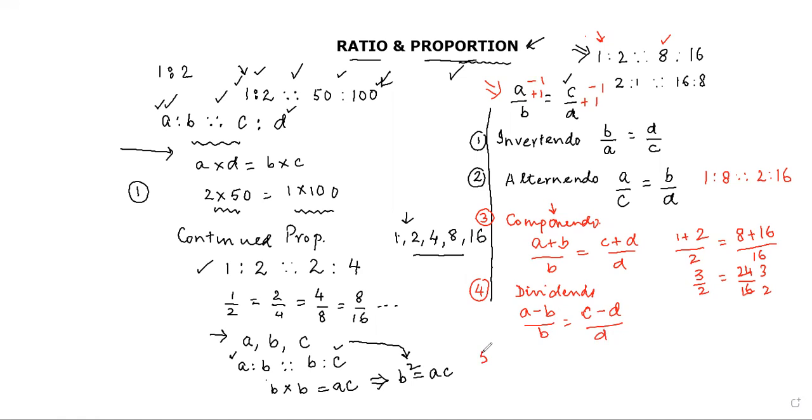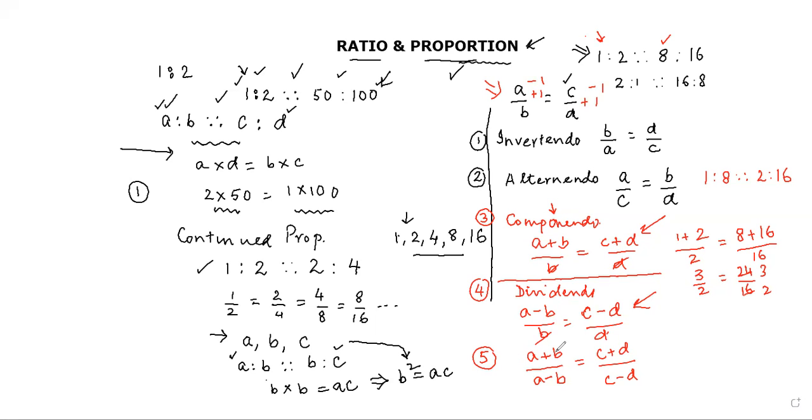And the last and the most important from the question's point of view is that when you divide this one and this one, what happens? If I divide these two equations, componendo and dividendo, then B gets cancelled, D gets cancelled, and what I get is A plus B upon A minus B is equal to C plus D upon C minus D. And this is the most important property of the proportion, which is used in most of the questions.